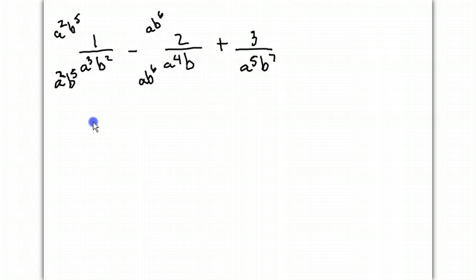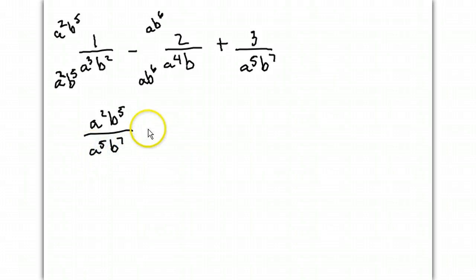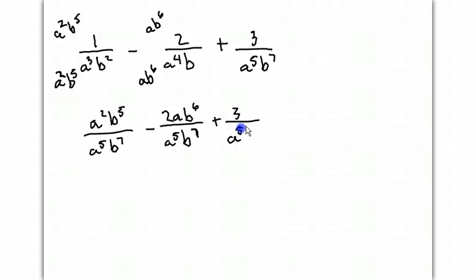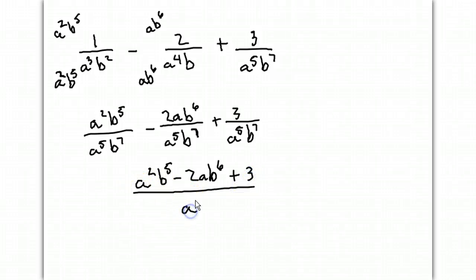So what you end up with is a squared b^5 at the top over a^5 b^7, minus 2ab^6 over a^5 b^7, plus 3 over a^5 b^7. So now that all the denominators are the same, you subtract everything. You have a^2 b^5 minus 2ab^6 plus 3, and all of that is divided by a^5 b^7, and this will be your result.